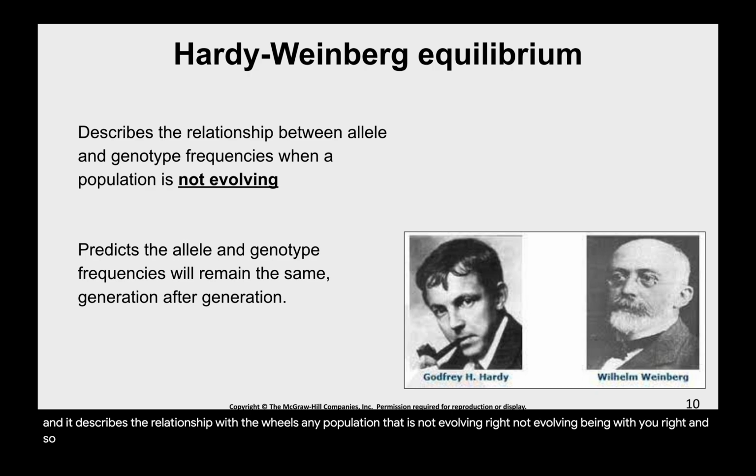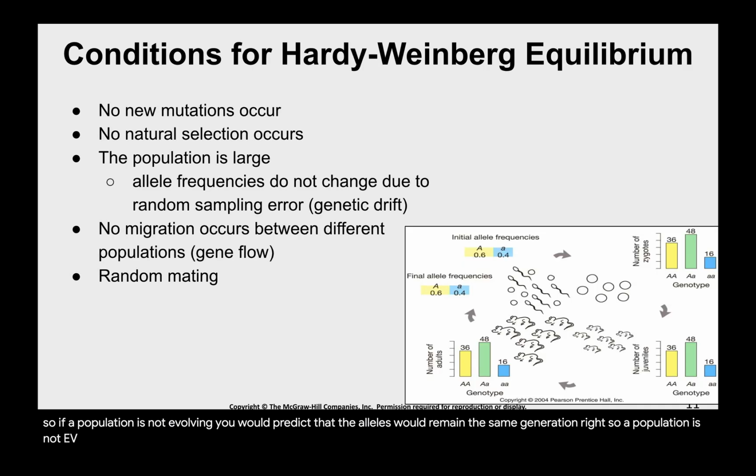If a population is not evolving, we would predict that the allele and genotype frequencies would remain the same generation after generation. A population that is not evolving means no new mutations are occurring, which would increase our genetic diversity. There is no natural selection happening. The population is large, which means we're not going to see genetic drift or fixation or loss of an allele. No migration is going to occur, so no gene flow, and mating is random.